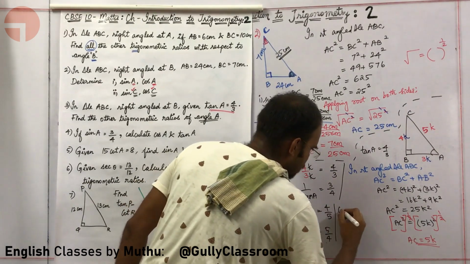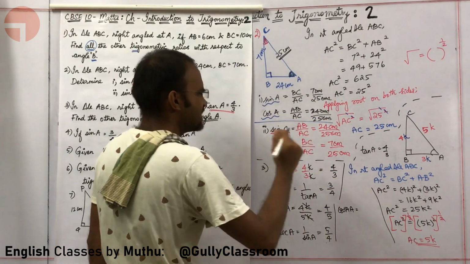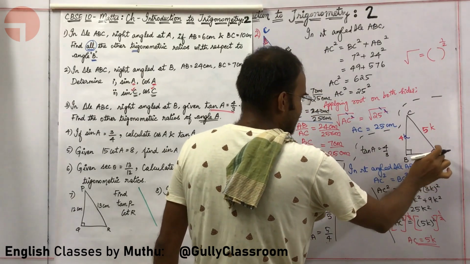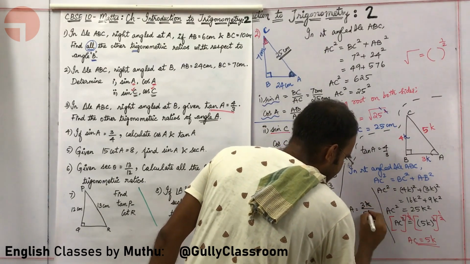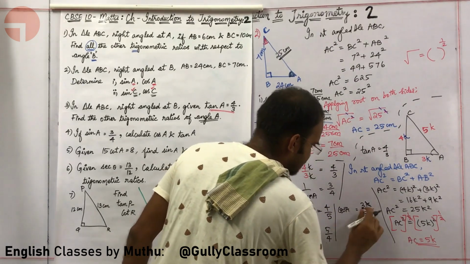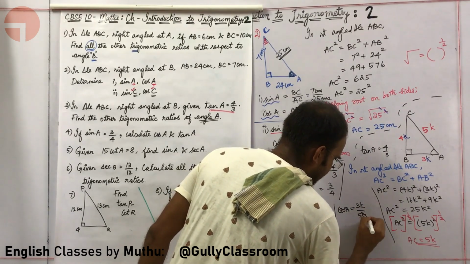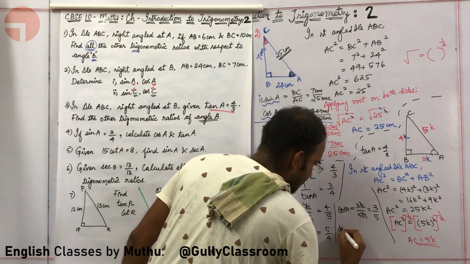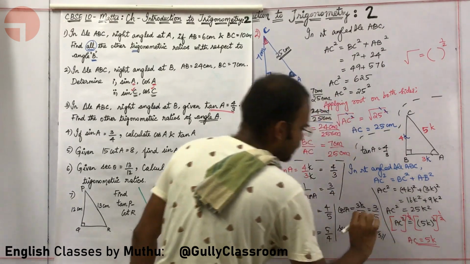Okay, sir. What about cos A? The idea of cos A is adjacent by hypotenuse. What is the adjacent side with respect to A? Over here, the adjacent side with respect to A is 3k, hypotenuse is 5k, k and k will get cancelled. So cos A is nothing but 3 by 5. If I take the reciprocal of cos A, I will get secant A, which is 1 by cos A. The reciprocal is basically 5 by 3.